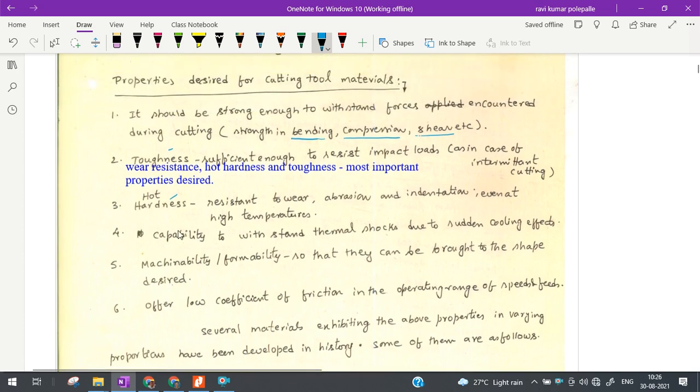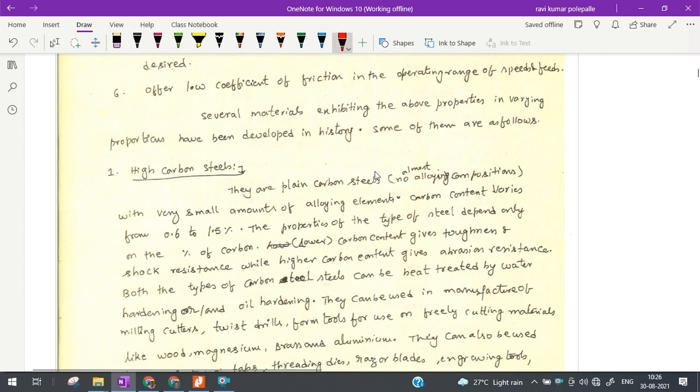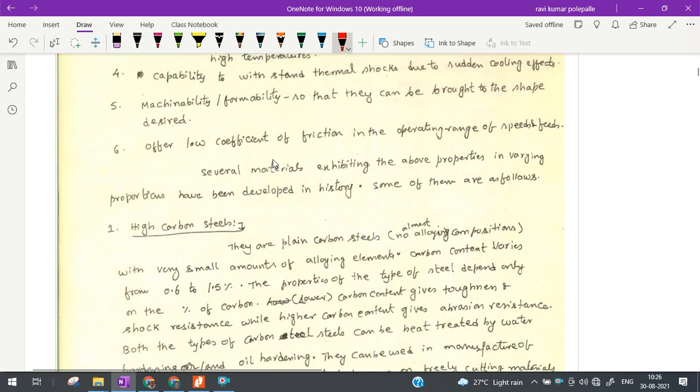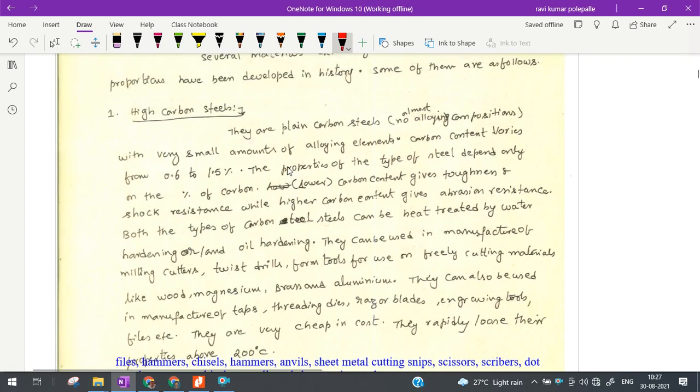So if you look to all these properties, we should understand that the wear resistance, hot hardness, and toughness. These are the most important properties expected than the remaining properties. Let us study about the different materials and how these materials possess the above properties in varied manner. Let us also see what are the applications of the different cutting tool materials.